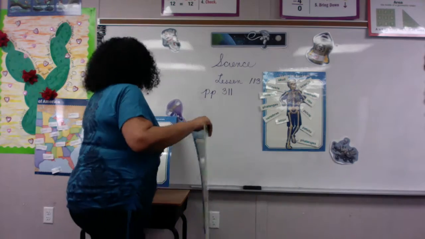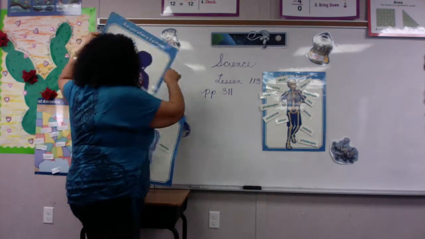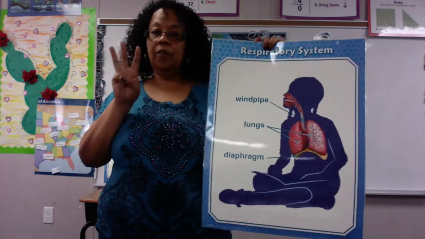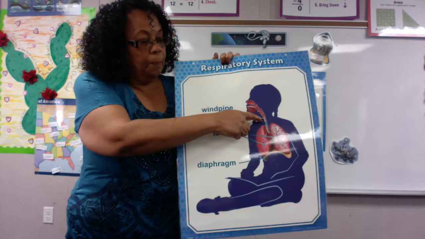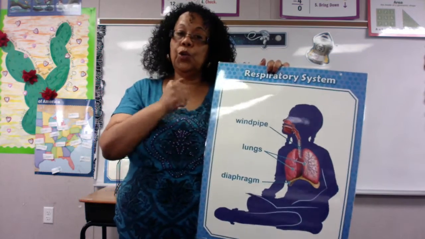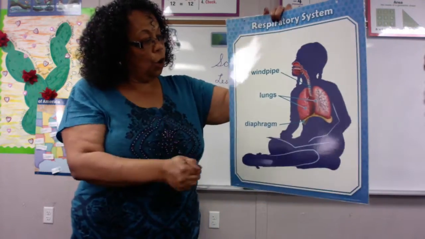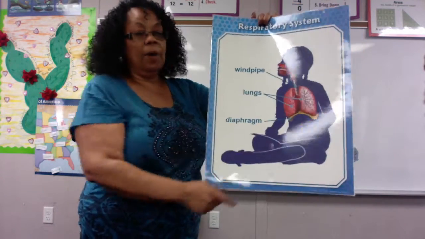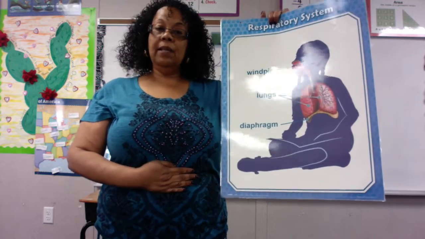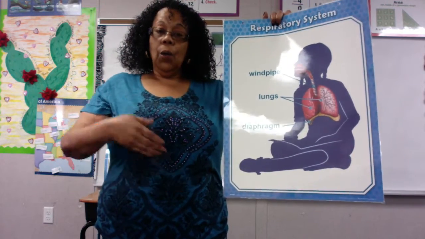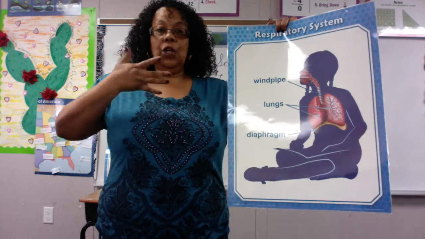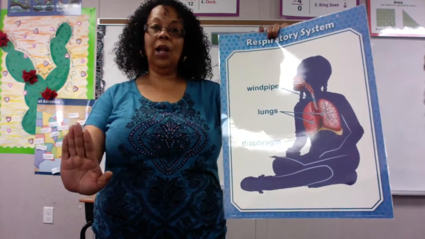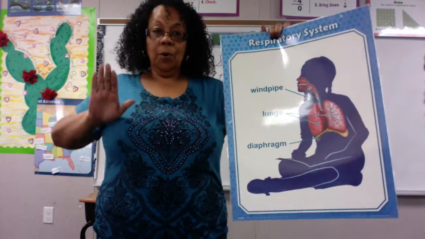Next system, respiratory system. The respiratory system is made up of three organs. The windpipe, which closes when you swallow. That way you don't choke. Your lungs and your diaphragm, which is the muscle that makes your lungs go in and out. When you breathe in, you inhale, and when you breathe out, you exhale, and that is called respiration, right?